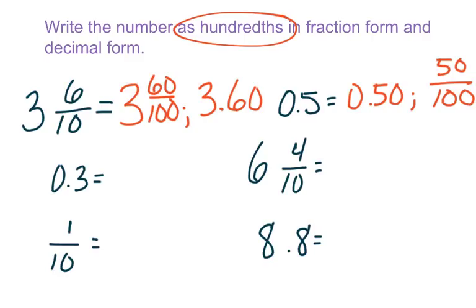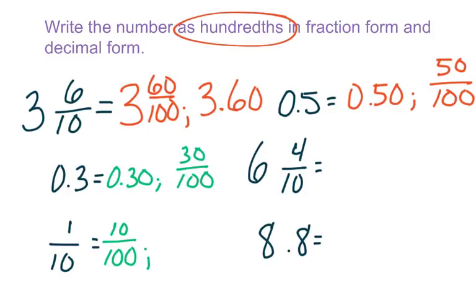Go ahead and give 3/10 a try. 3/10 as a decimal in hundredths would be 30 hundredths, and then as a fraction it would be 30 hundredths. Next one, go ahead and give 1/10 a try. 1/10 is a fraction, so I'm going to change it into a fraction in hundredths. So I have 10 hundredths, and then as a decimal I would have my 0 in my ones place and then my 10 hundredths.